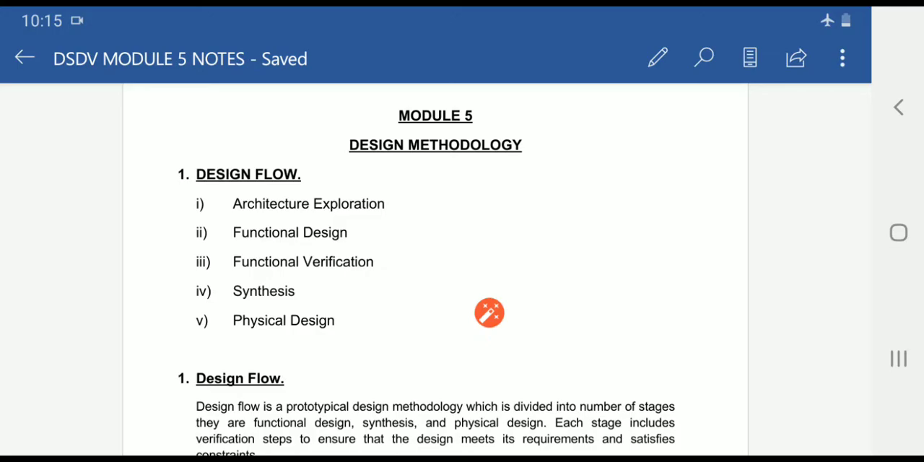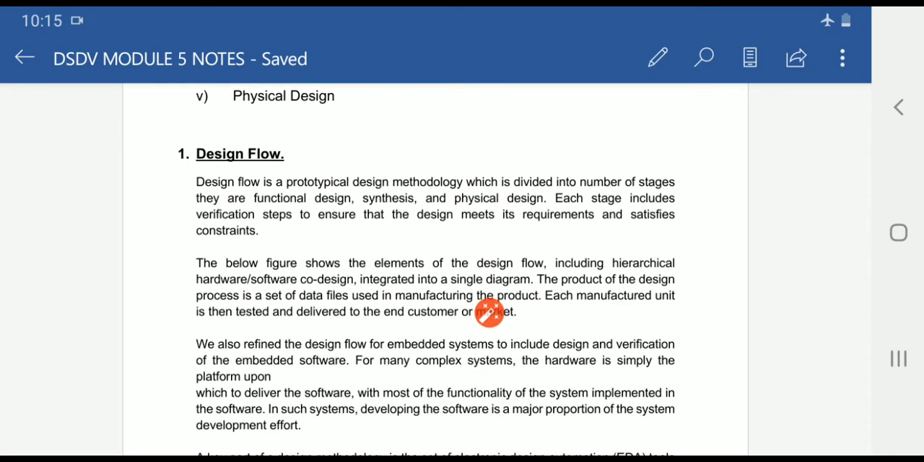Okay. So now we will start with this one by one. So first we will discuss what is design flow. Design flow is a prototypical design methodology which is divided into a number of stages. So it belongs to the design methodology divided into a number of stages, such as functional design, synthesis and the physical design. Each stage includes verification steps to ensure that the design meets its requirements and satisfies the constraints. So that is nothing but design flow. You have to check step by step to meet the requirements and the constraints given by the client by doing all these stages and verification.